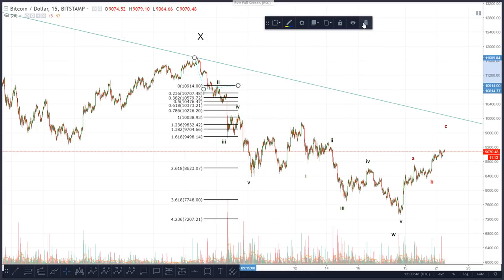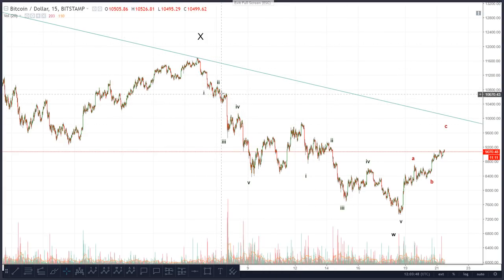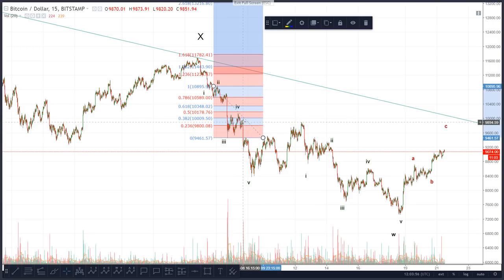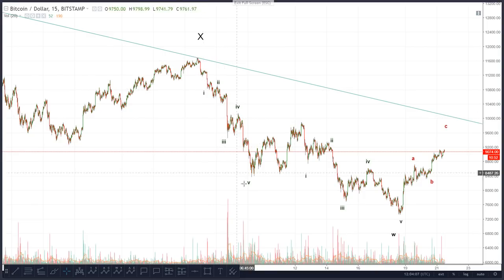Now, from the wave 3, if wave 3 started as I say here, it retraced almost up to the 50% level, and it was an ABC zigzag pattern that it did it in. Now, how do we project wave 5? It came down to here. But how do we project that?